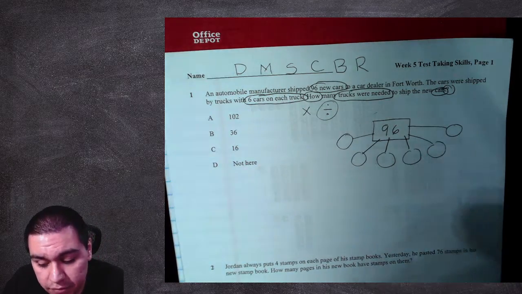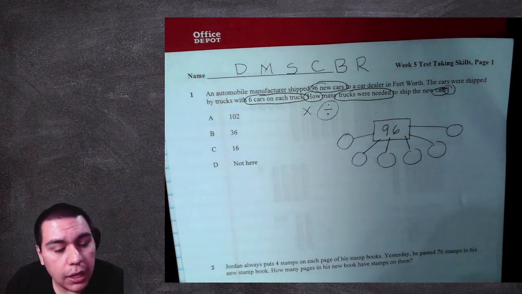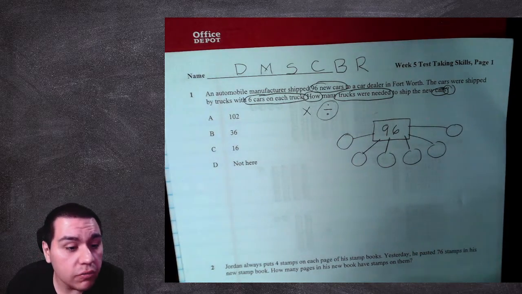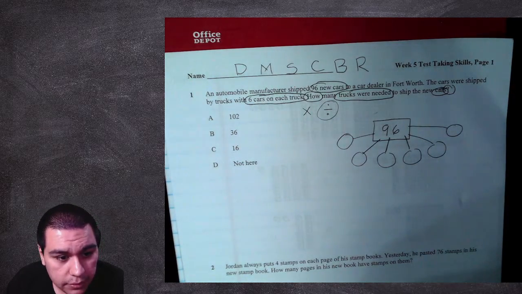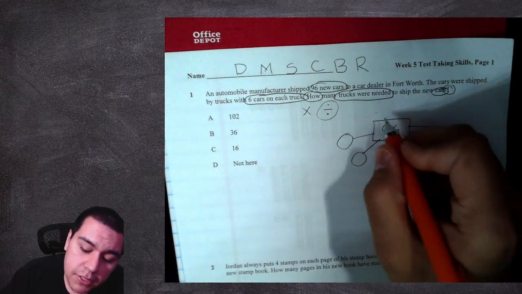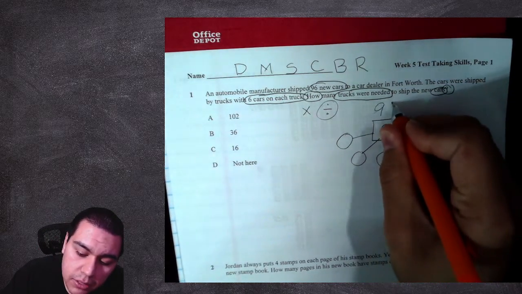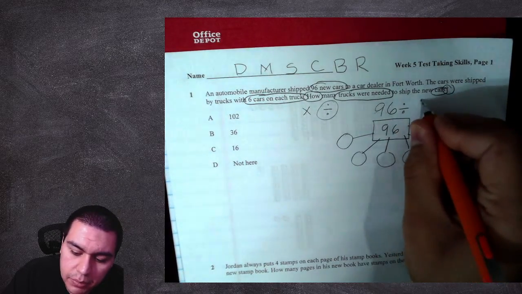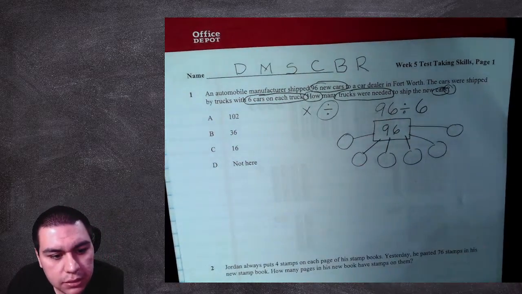So we're going to have to divide them to figure out how many trucks you're going to need to take all of these cars. Which means our problem is going to be 96 divided by 6.